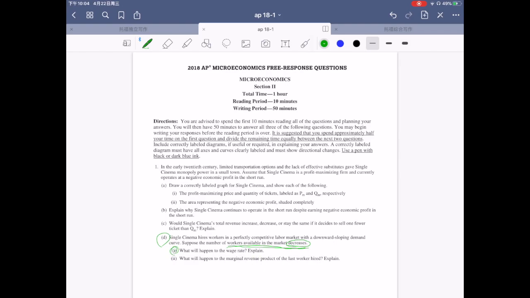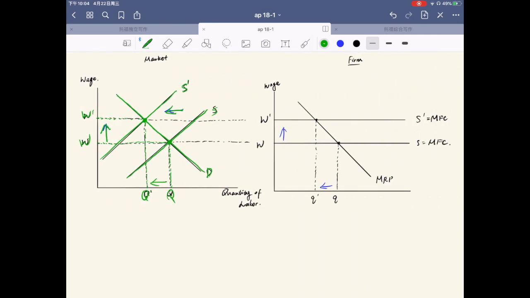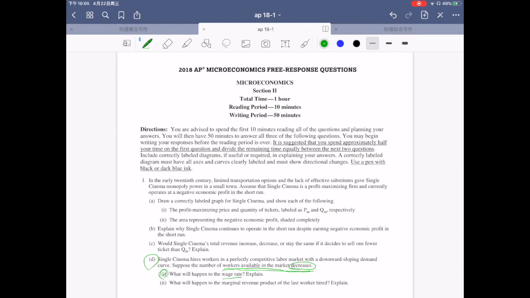So the first question is what happens to the wage rate. First, the number of workers will decrease. And then the supply of labor will decrease. So the wage will increase. So this is the answer for the first part.